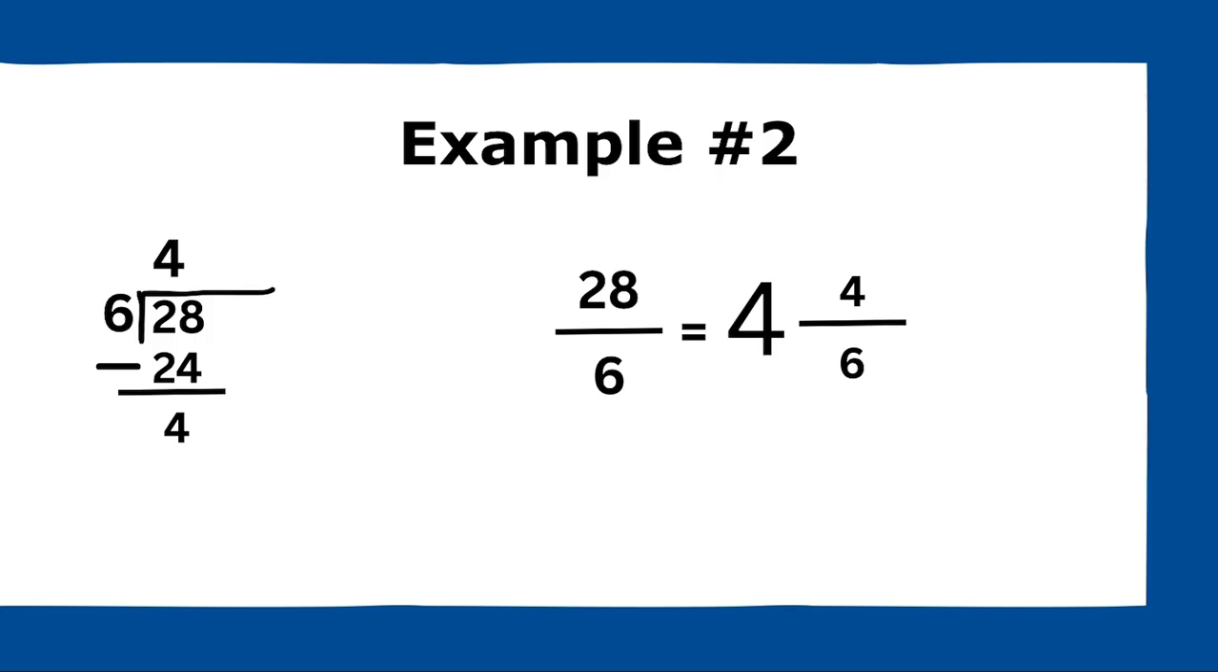But I see that I can simplify this a bit more by their greatest common factor. So I'm going to do 4 over 6, and I'm going to halve that, because that 4 over 6 can be simplified to 2 over 3. So once you simplify that, you get 4 and 2 over 3. That is my mixed number that I get for 28 over 6.